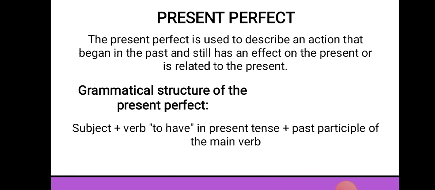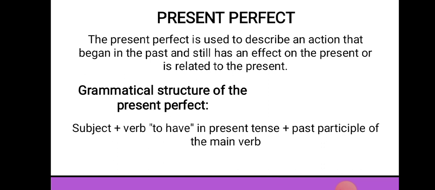Present perfect definition. It is used to talk about an action that occurred at a non-specific time in the past and that has some connection to the present.